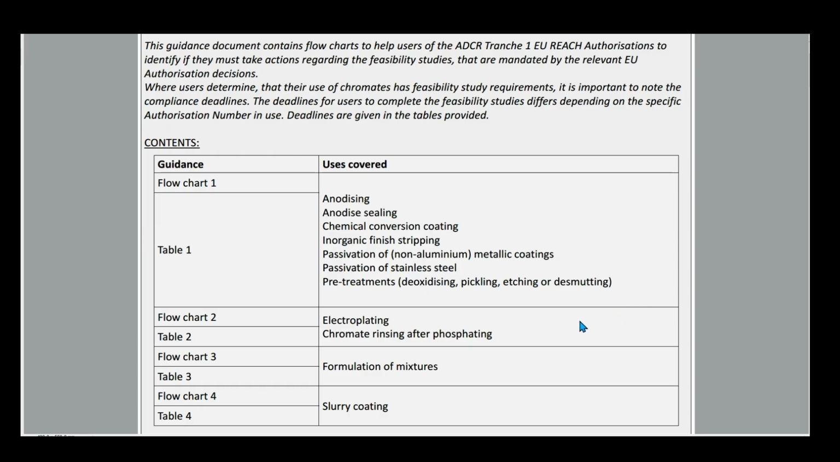Flowchart 2 is for electroplating and chromate rinsing after phosphating, flowchart 3 for formulation of mixtures, and flowchart 4 for slurry coating. In the following, I will present to you flowchart 1 exemplarily.